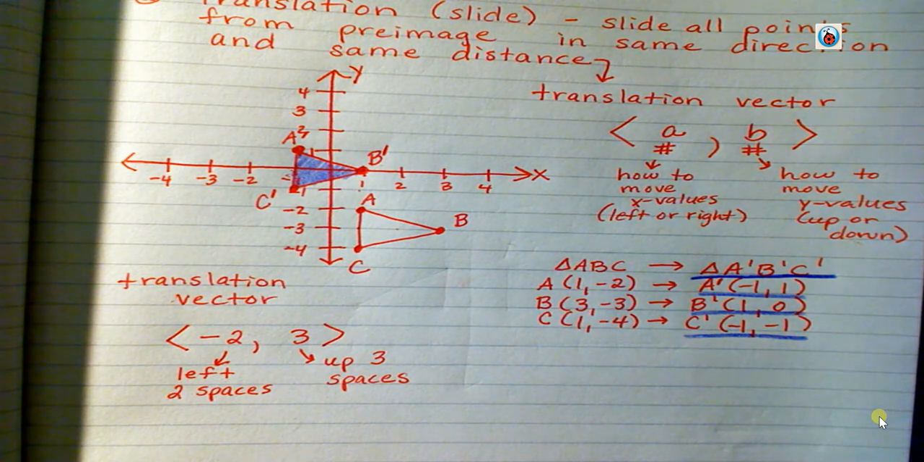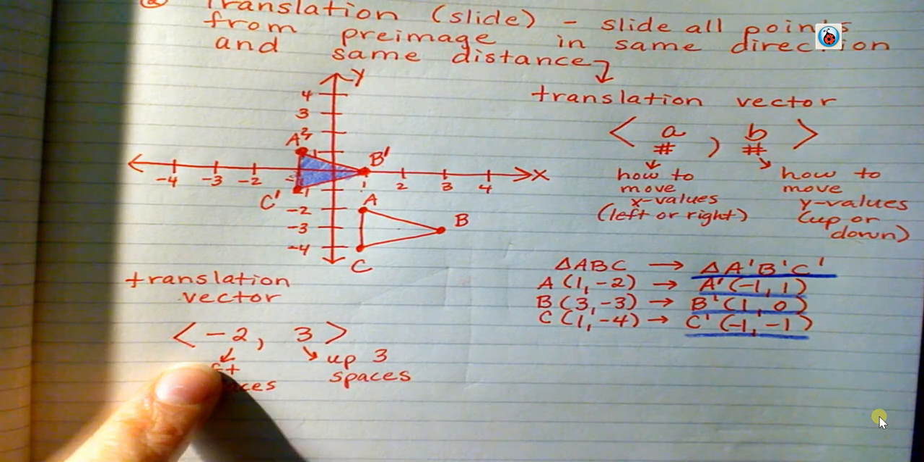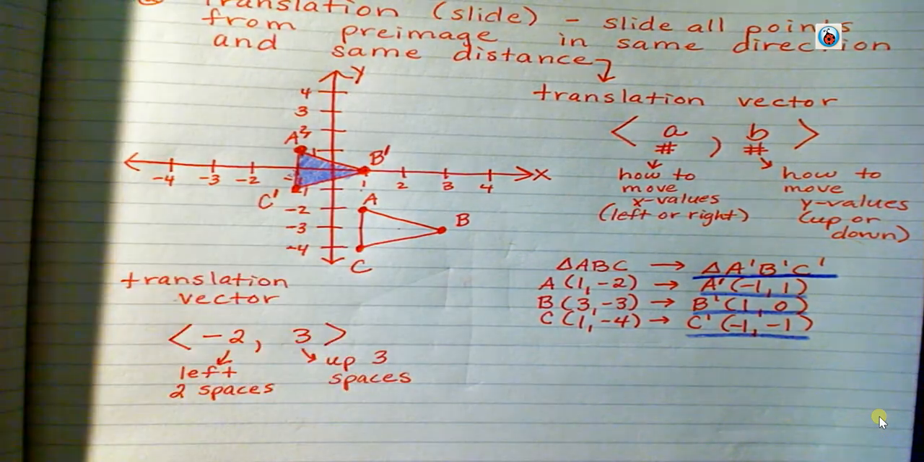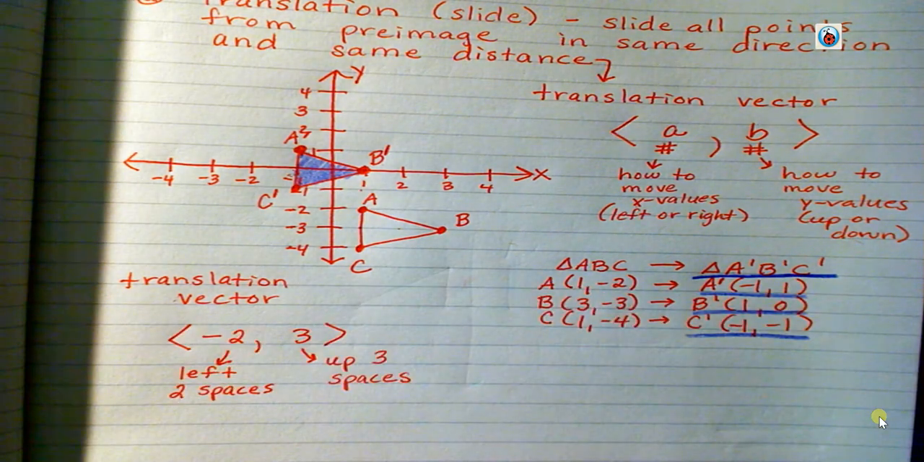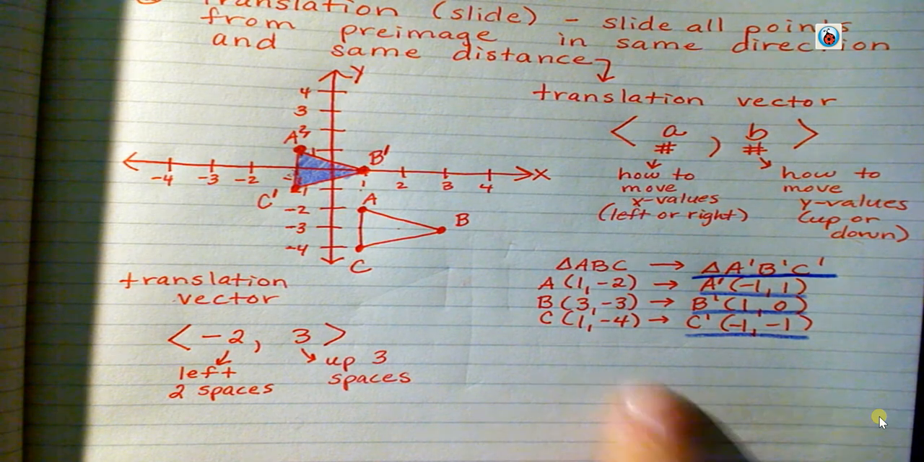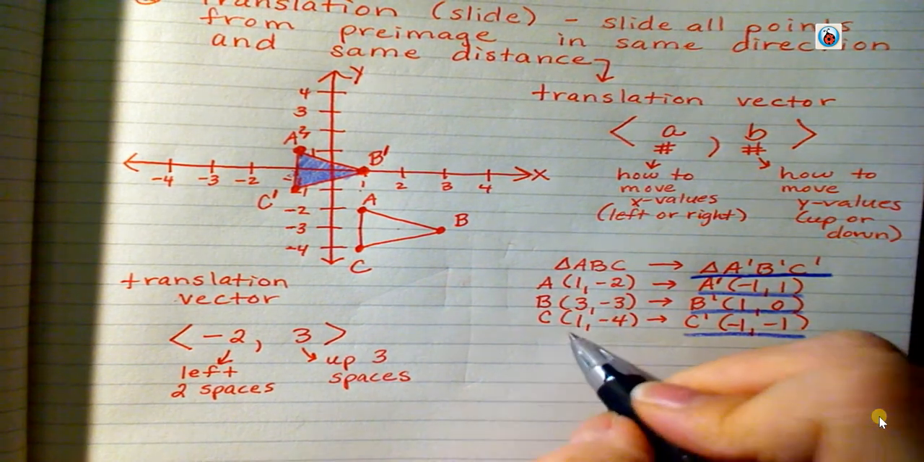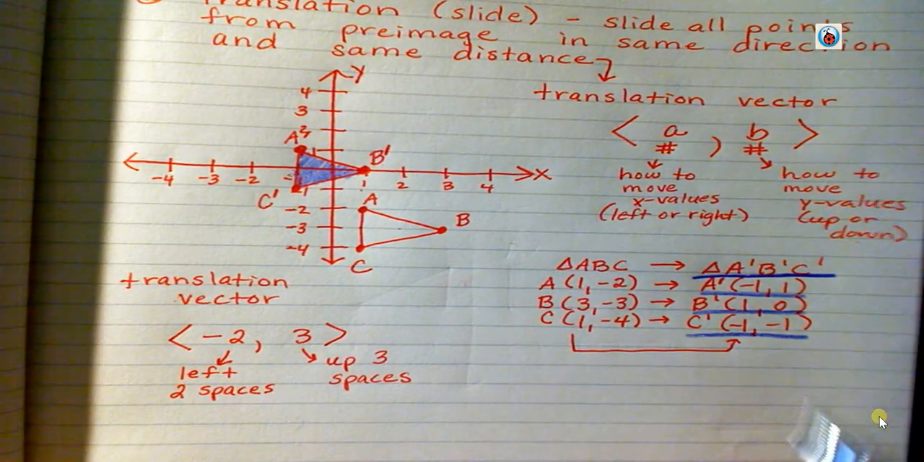Now, one thing you can look at with this that's really neat, it's not just that it tells you how to move on a graph. You can look at the graph, physically take your pen or your pencil, move it that many spaces and see the new point. I can also look at the numbers here. My x values were supposed to go left 2.